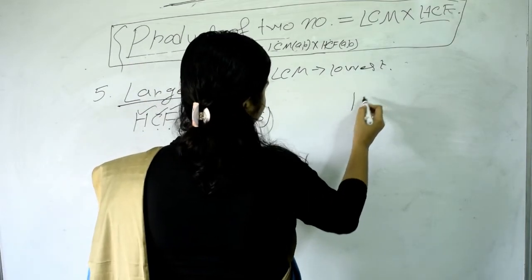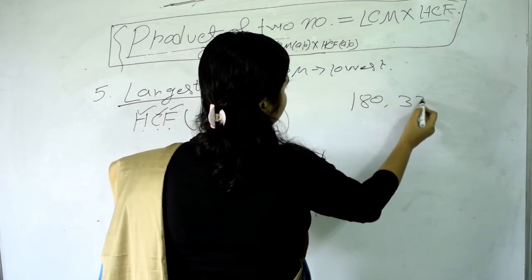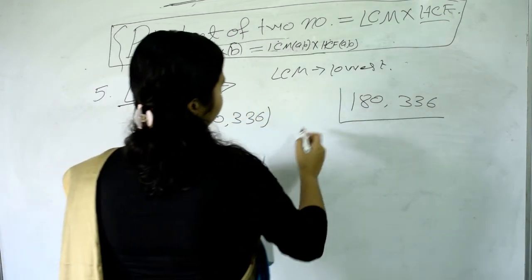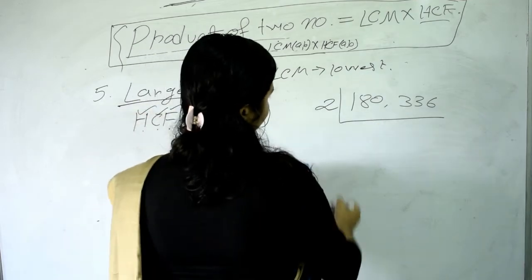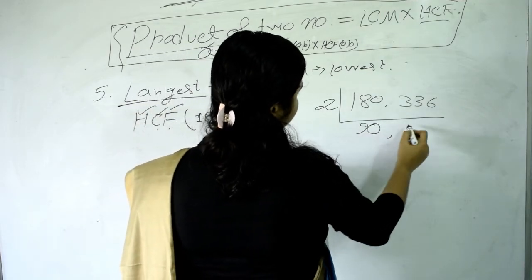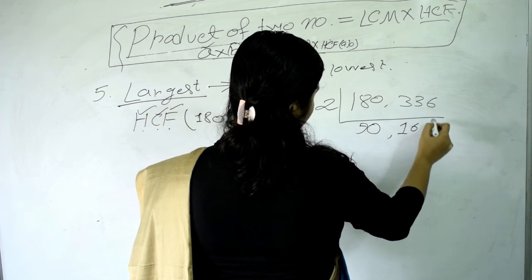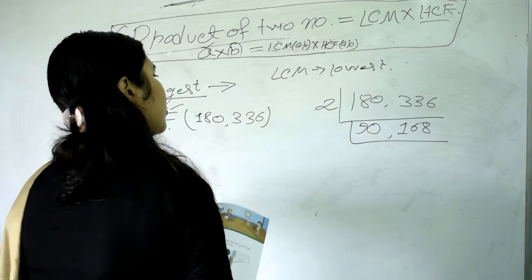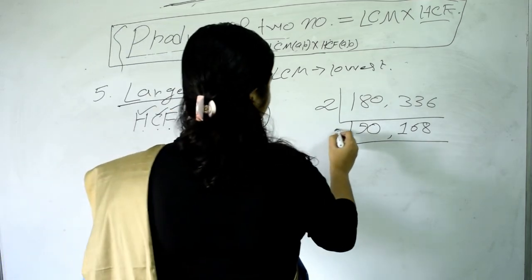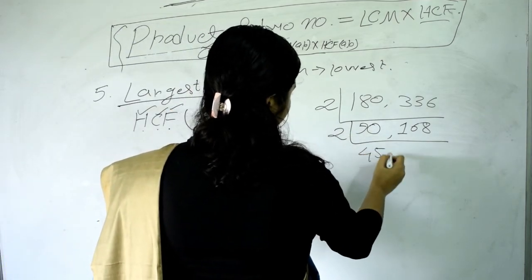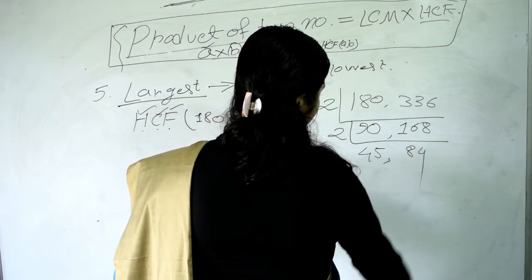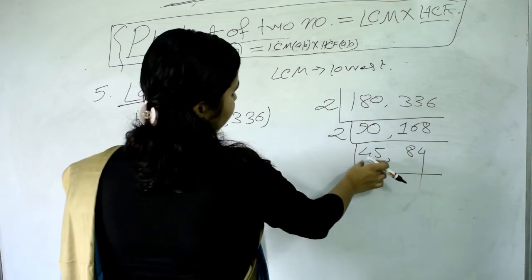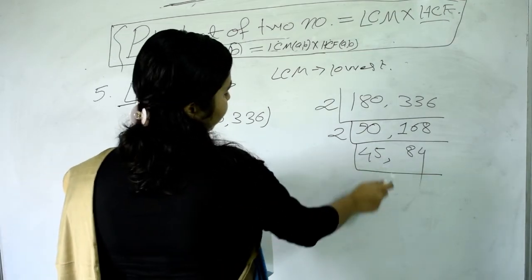So take prime factorization. Both are even numbers, so 2 is a factor, 90, again 2. Now 45 is an odd number, so 2 can't divide 45.